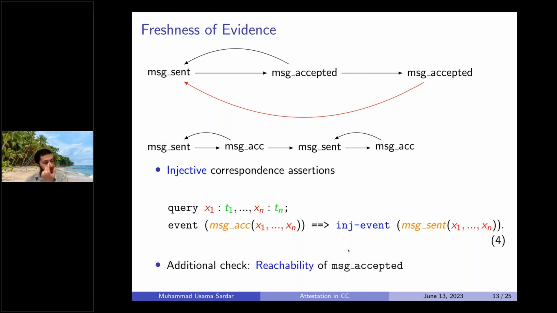And so it avoids these replay attacks. And once again, as before, I need to ensure that this message accepted is actually reachable, for the same reason, because the query is saying if a message is accepted, there was a corresponding message sent before.